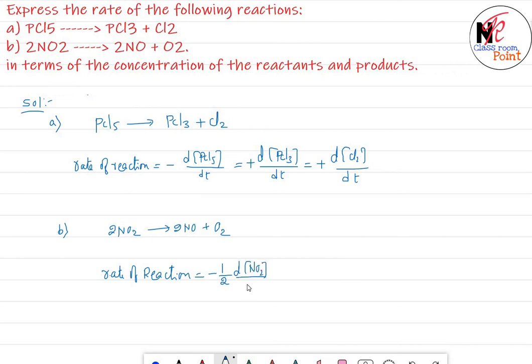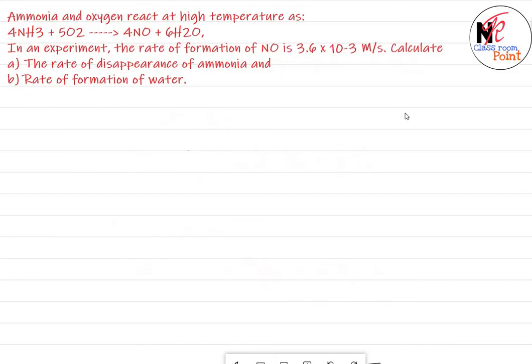So minus 1 by 2 d[NO2]/dt equals plus 1 by 2 d[NO]/dt, which is equal to plus d[O2]/dt. This is the answer to this question. Now let us go for another question.